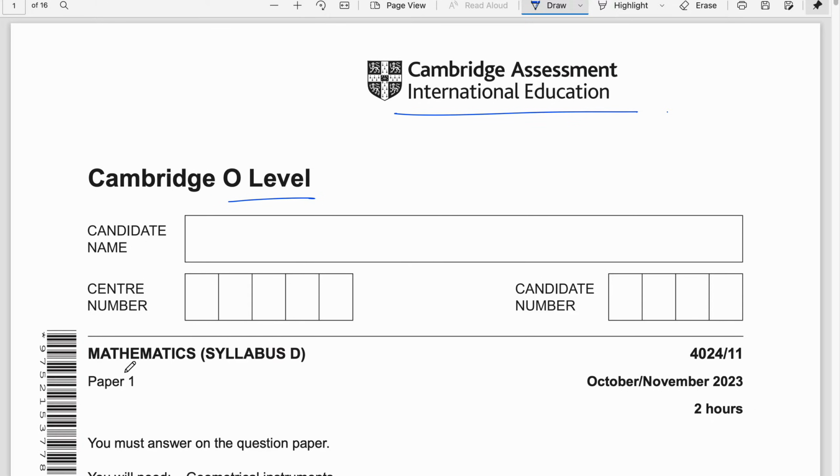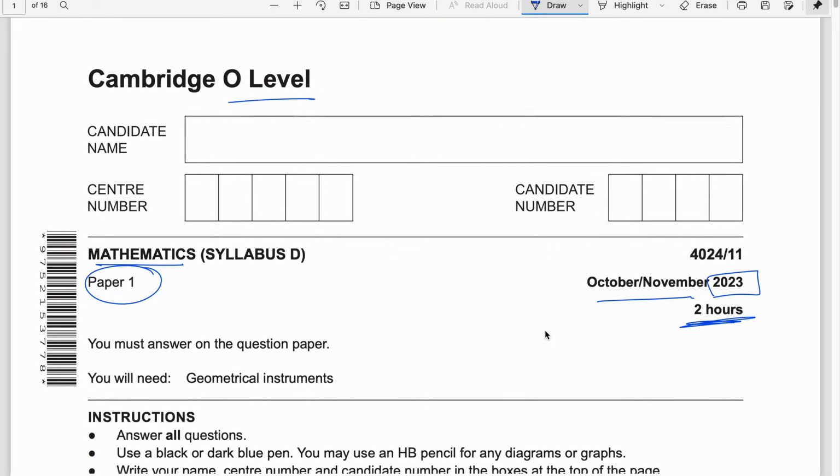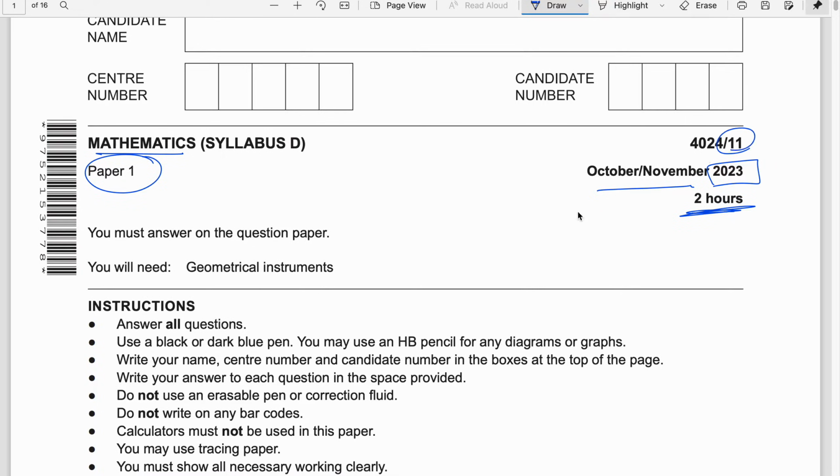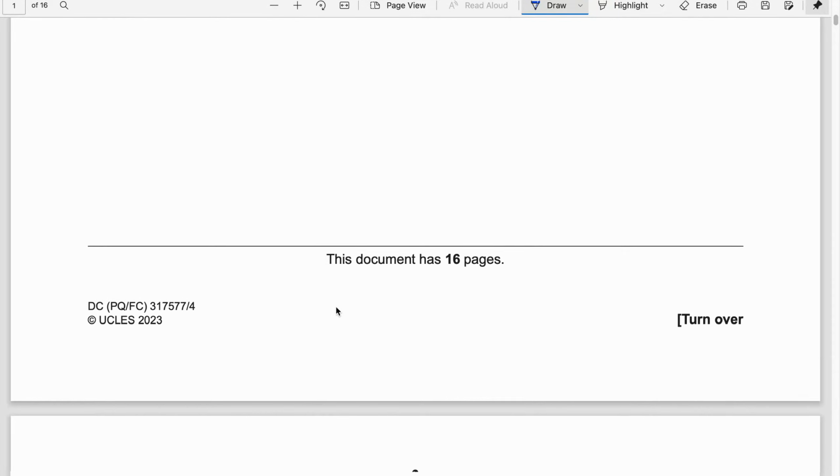O Levels subject is Mathematics Paper 1, October/November 2023. Time allowed is 2 hours. Variant is 1 1. Calculator must not be used.